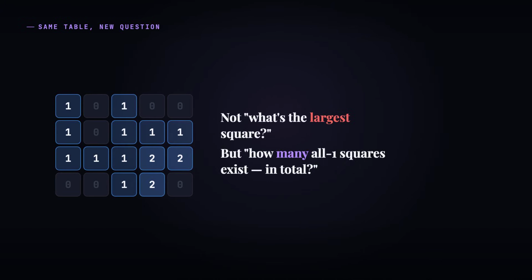The exact same table can answer a completely different question. Not, what's the largest square, but how many all-one squares exist in this grid in total. That's count square submatrices, next episode.